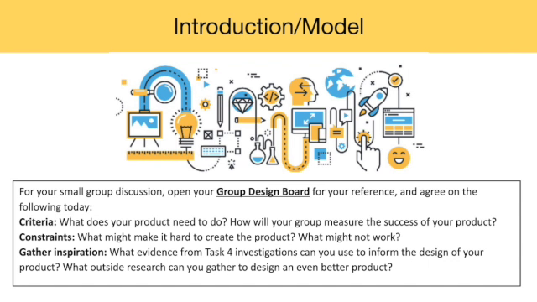Help students identify the criteria and constraints of their chosen products. Criteria are the requirements of the product and how they will know if their product is successful. What does it need to do? How will they know whether or not it works? Constraints are the limits on the product. What can it not have? What problems might make it difficult to create or use the product?